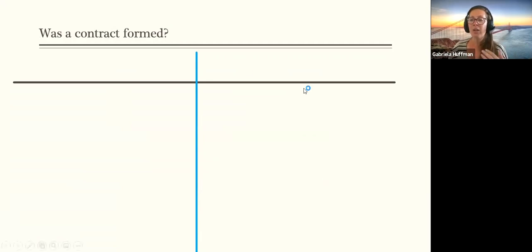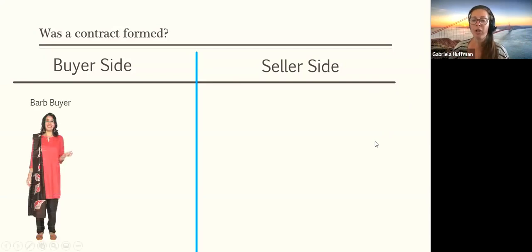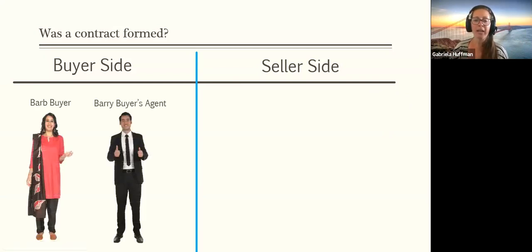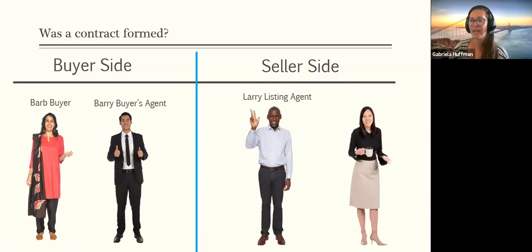And in class with the whiteboard, I draw stick figures, but luckily with the computer, I was able to find some images. So I always set myself up for success with this T here. I've got the buyers on one side, I've got the sellers on the other side. Notice my blue line. That's my line of communication. This is a very important line to pay attention to. So let's go ahead and bring in our clients. Barb, buyer, and Barry, buyer's agent. Larry, listing agent, and Susie, seller.